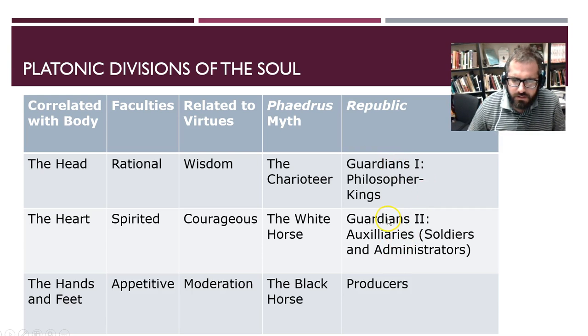The philosopher kings, the faculty that they correspond to is the rational element. And the virtue that they need to have is wisdom, so that they can understand what the forms are, so that they can understand what justice is, and apply that to the governance of the city. At this second layer, the guardians represent the spirited aspect, the emotional life. And their virtue is courage.